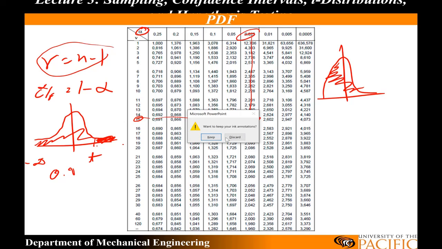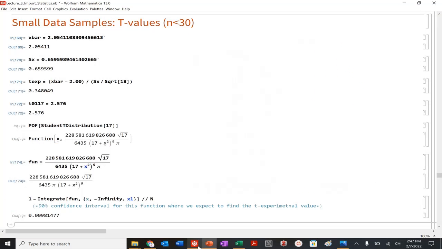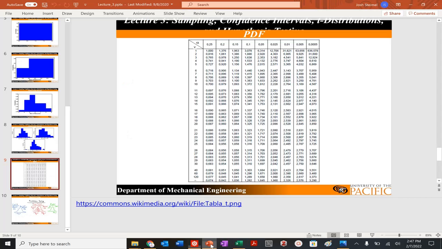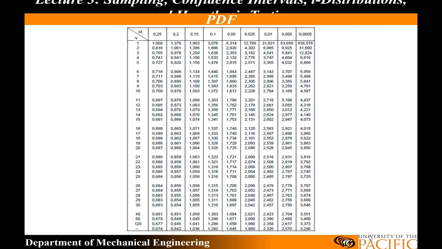Let's look at an example. I think it's always better done with an example. So here's my mean, here's my standard deviation. I'm going to calculate my t experimental. I have, for example, 18 measurements, and let's say I want to find my 90% confidence interval. If I have 18 measurements, that means that my nu is 17. Remember, confidence interval is equal to 1 minus alpha.